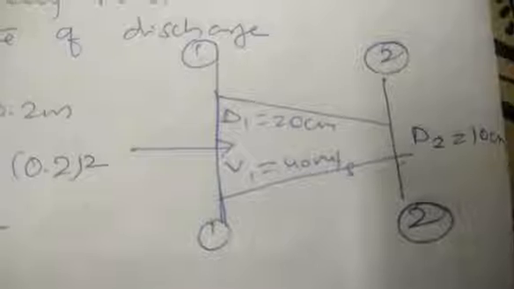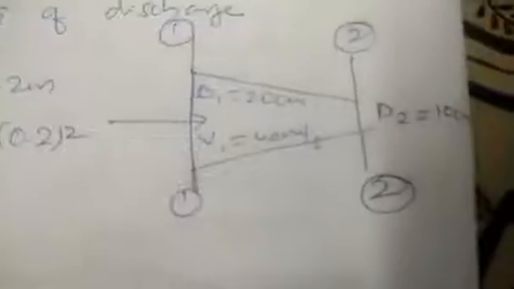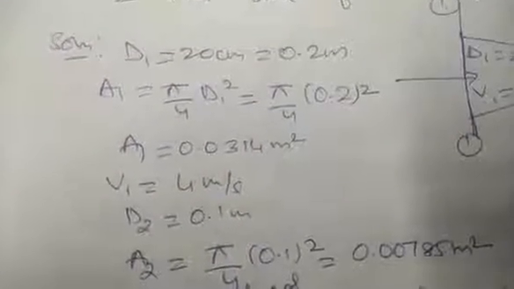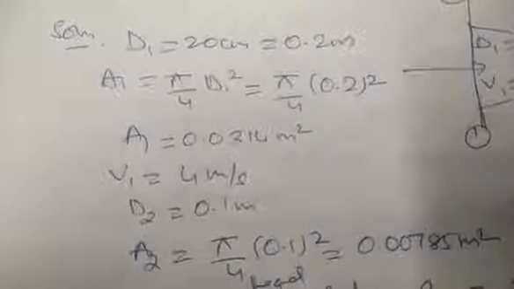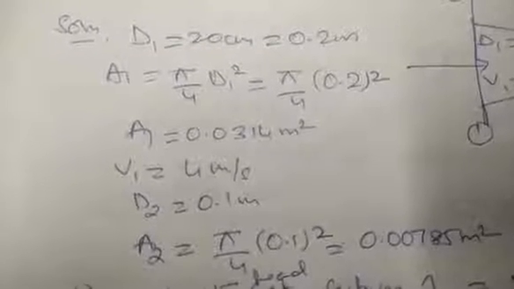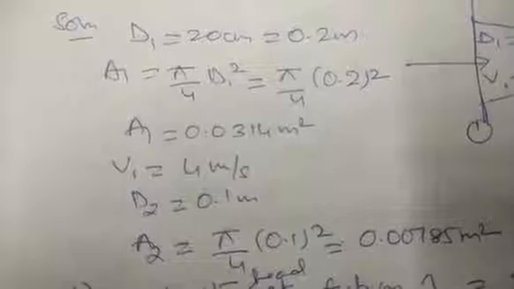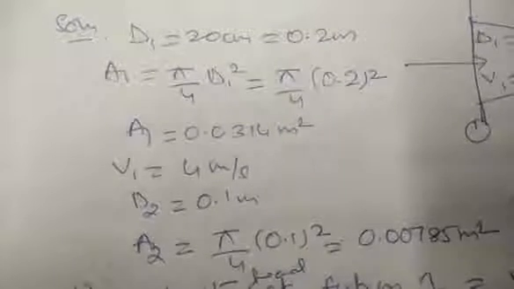So this is section 1 and this is section 2. Section 1 has a diameter of 20 centimeter as shown here and velocity 4 meter per second, and section 2 has a diameter of 10 centimeter. So these are the given things. First the diameter D1 is equal to 20 centimeter. Convert that into meter, that is 0.2 meter, and the area of that particular section is A1 equal to pi over 4 D1 square. So A1 is equal to 0.0314 meter square by using the formula pi over 4 D square.